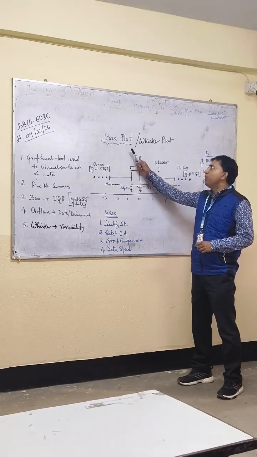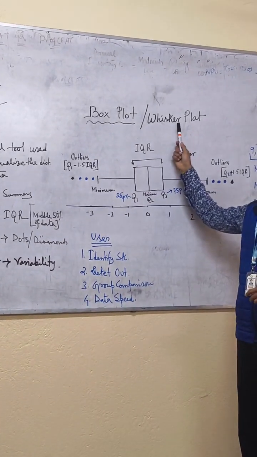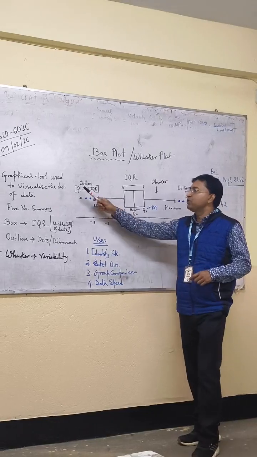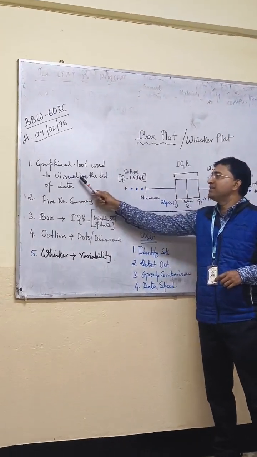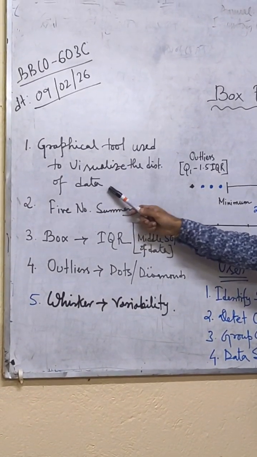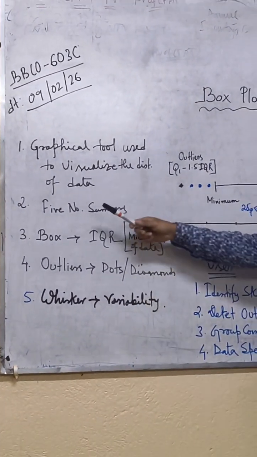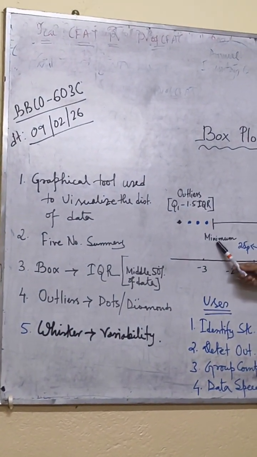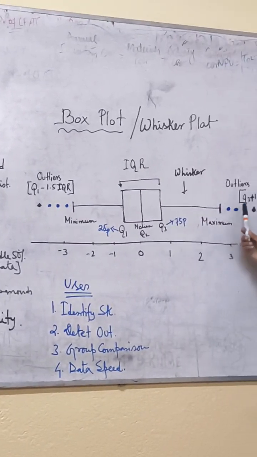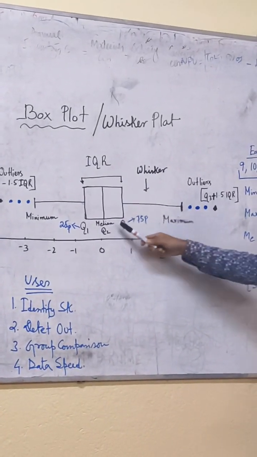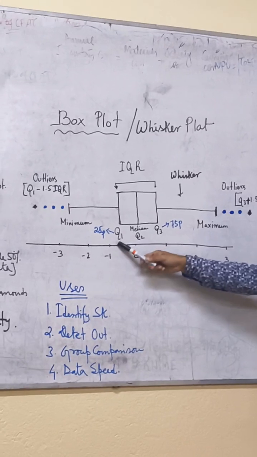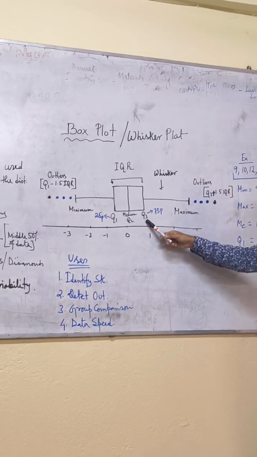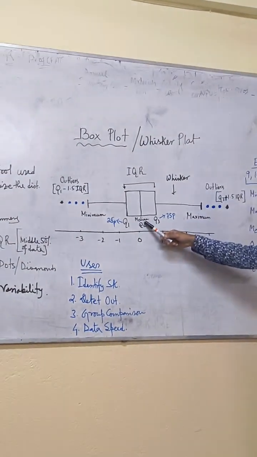Our today's topic is box plot or whisker plot. Basically, box plot is a widely used graphical tool to visualize the distribution of data, where we find the five number summary. So these numbers are minimum, maximum, median, Q1, that means quartile 1, Q3, quartile 3 or third quartile, and median.